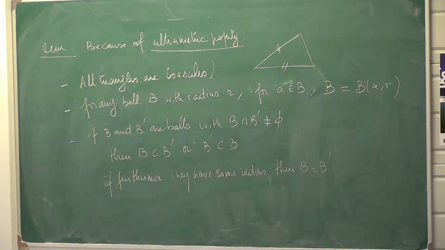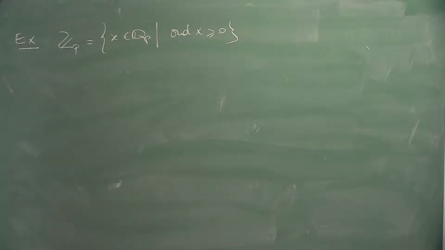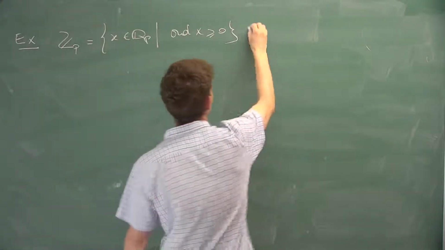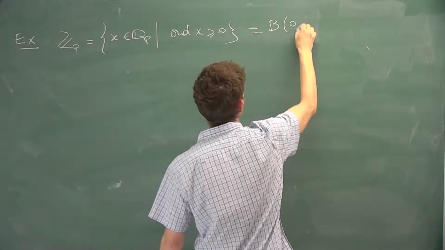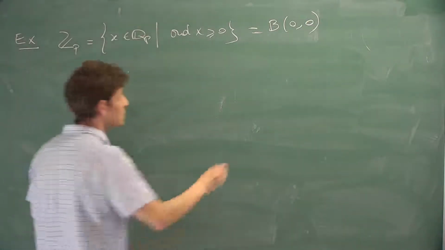It's an exercise. So Z_p is the set of elements of Q_p such that the order is larger than 0. So this is, with my notation, the ball of center 0 and valuative radius 0.